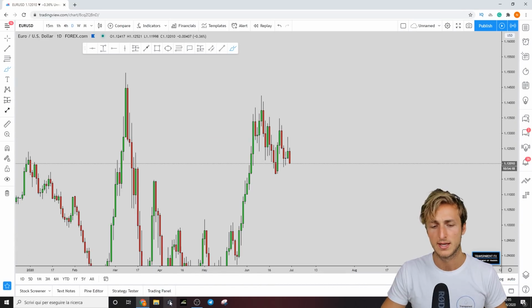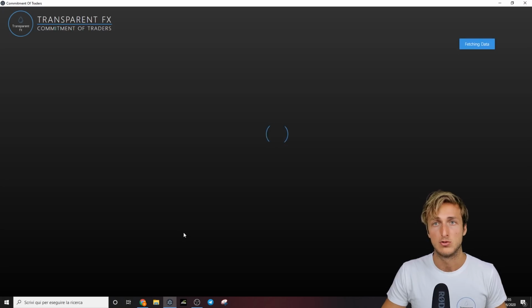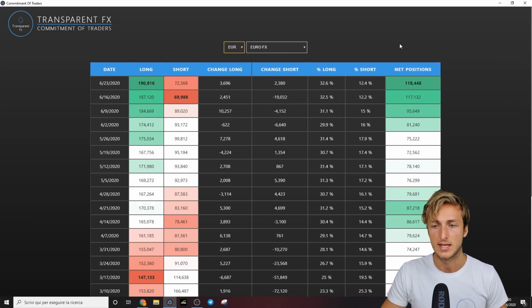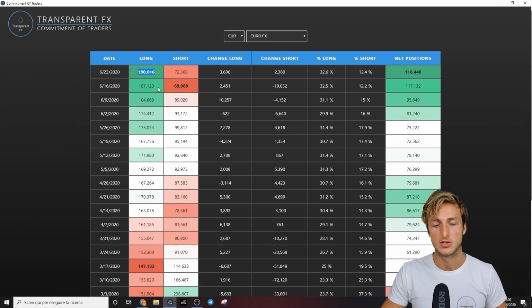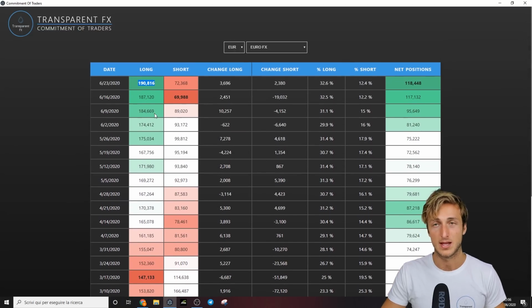Now, if we check the COT data, so what we have from an institutional perspective on the EURUSD, we can see that currently we're sitting with 118k net positions, so way more longs than shorts. However, we have 190k longs, which is the highest level that we have had in quite some time, and we can expect some profit taking from all these longs.